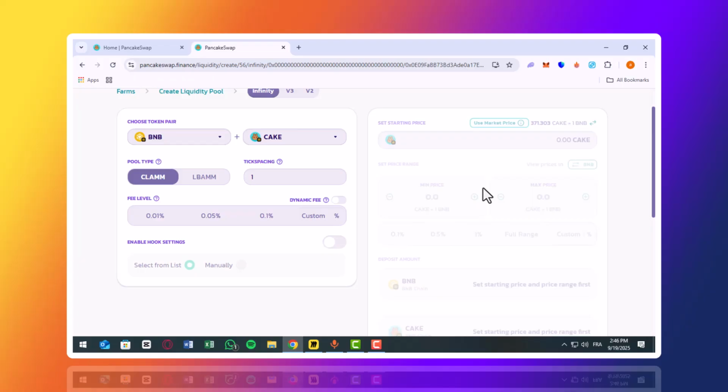And that's it. With the right platform and tokens, yield farming can be a smart way to generate steady passive income.